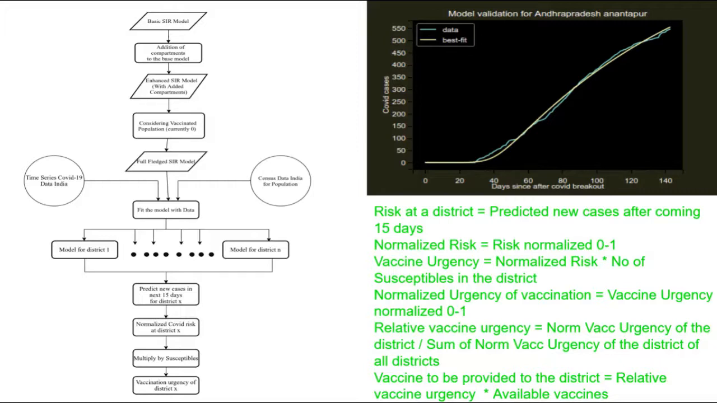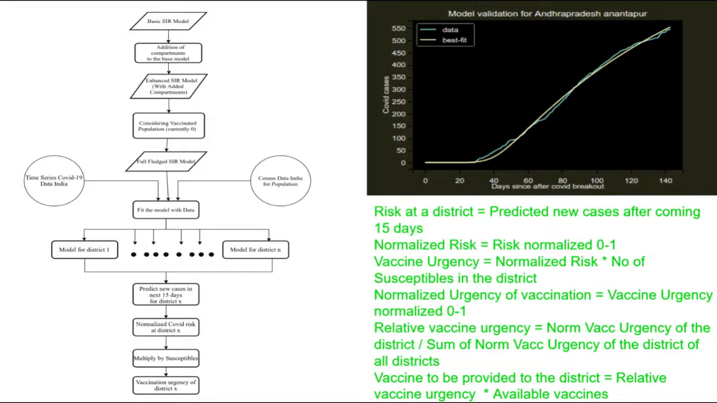Now see, this number of susceptibles is the absolute number of vaccines we need for the district. But if you don't have a sufficient number of vaccines available, then you have to give some kind of priority to different districts, right? And that's where this particular value, the vaccination urgency, comes in.